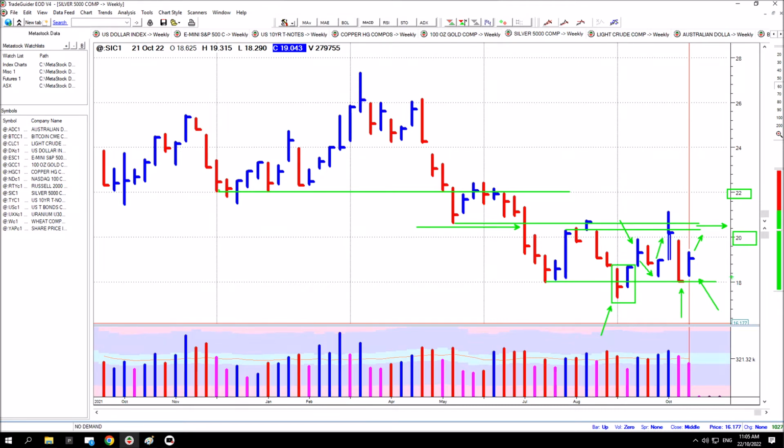Price has tested $18 again, and it's responded positively this week with the tailwind offered by the US dollar index. So there is an opportunity to move higher, particularly if the US dollar does move lower this week.